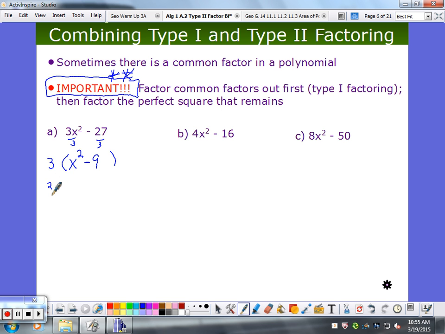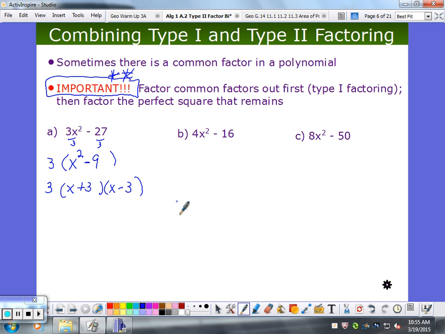Type 2. Now the 3 is a factor. It stays here. But then I factor this guy. (x + 3)(x - 3). Now I didn't realize I could even do that until I factored out the 3. Because is this a perfect square minus a perfect square? No. But when you factor out the 3, you can see it. So always look for a common factor.